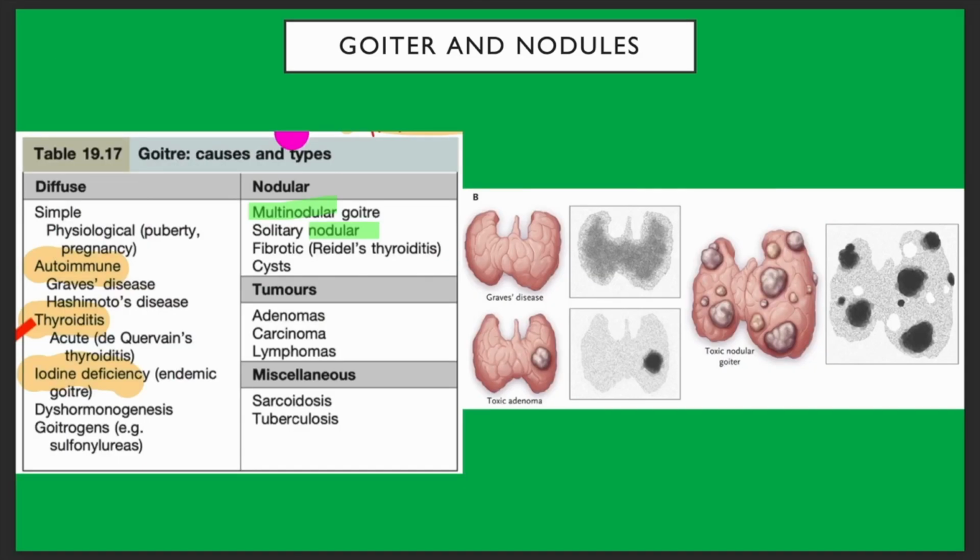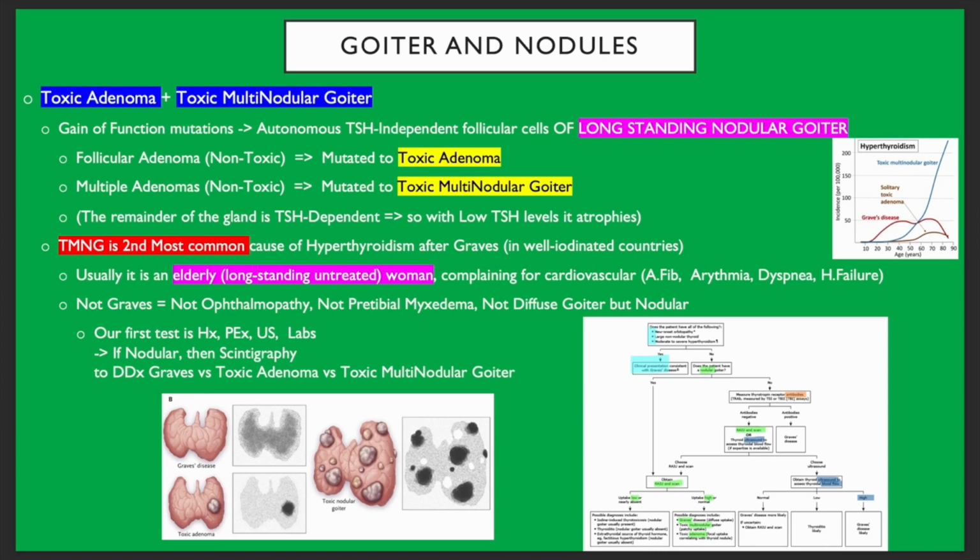Now let's go to the nodular one. We said about the nodules already. So it can be either a singular nodule or multi-nodule. So here we have the toxic adenoma. It's single, and toxic multinodular goiter, many nodules on the thyroid.